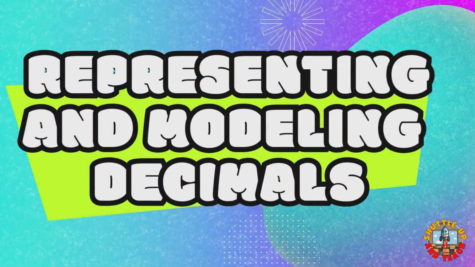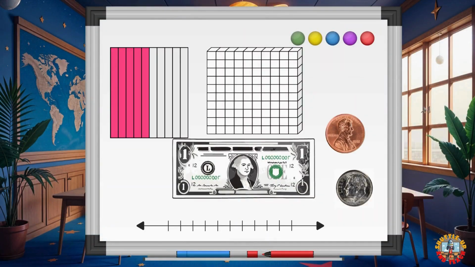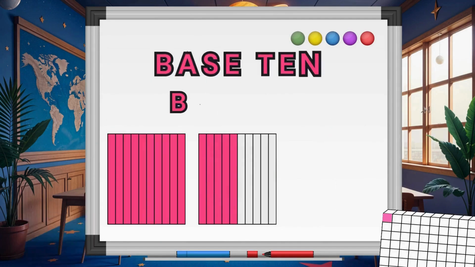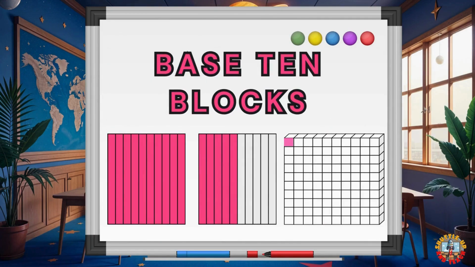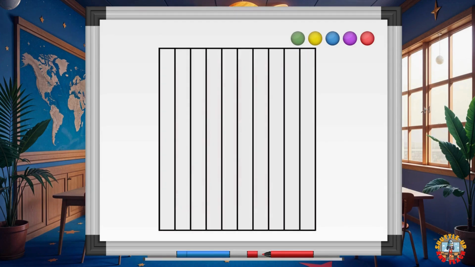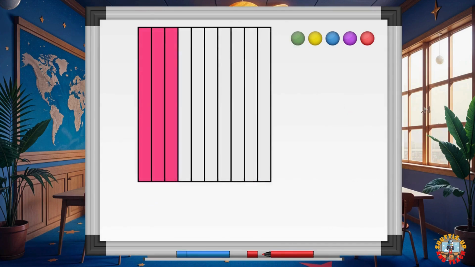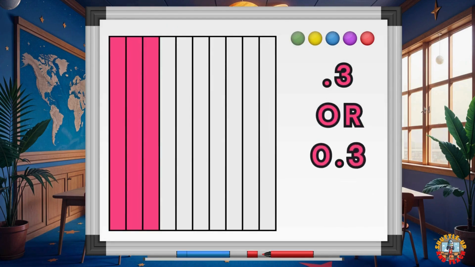There are many cool ways to represent decimals, like using base 10 blocks, money, and number lines. Let's see how these models work. First up, we have base 10 blocks. Imagine we have a block that represents one whole. If we divide it into 10 equal parts, each part is 1/10, or 0 and 1/10. Now, if we take 3 of those parts, we get 3/10, or 0 and 3/10.